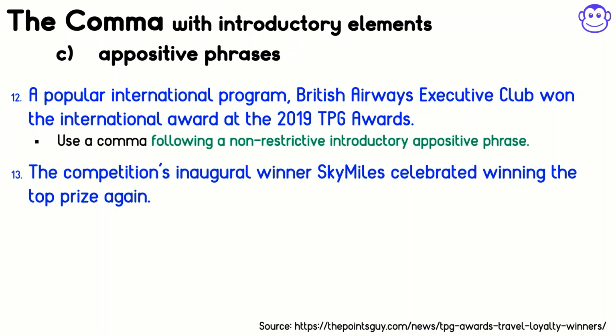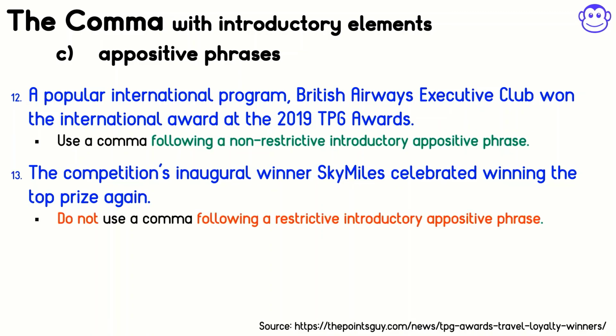This sentence contains an appositive phrase, the competition's inaugural winner, which precedes the main clause's subject, Sky Miles, and verb celebrated. In this instance, the appositive phrase provides essential information about the subject and explains the again at the end of the sentence. This is, therefore, a restrictive appositive phrase, and as such does not require a comma. With restrictive appositive phrases, we do not use commas.